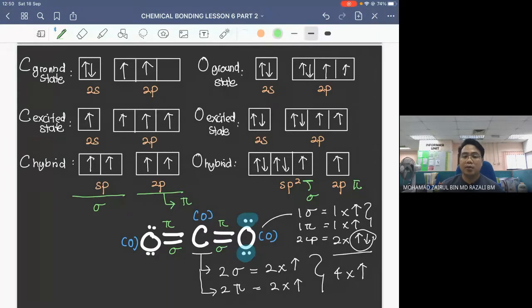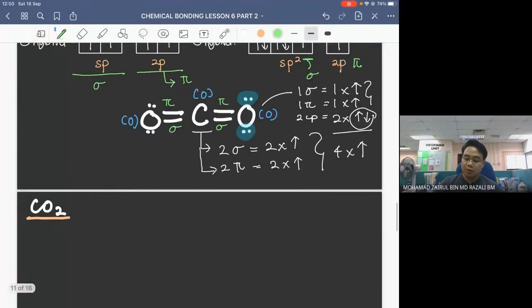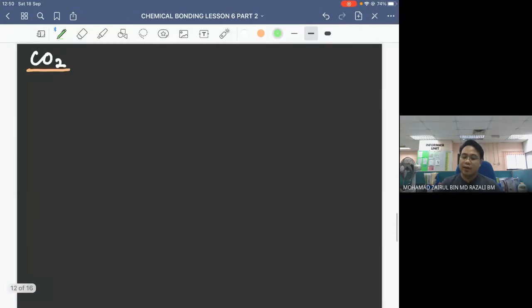So now kita dah lukis semua orbital diagram for ground state, excited state and also hybrid. Now kita boleh lukis dia punya orbital overlapping diagram. So kita lukis daripada carbon dulu. Carbon, we know that the carbon is sp hybrid and the sp hybrid, the shape is linear. Okay, so linear, so awak lukis linear. Okay, ini carbon. Okay, awak terus label dia punya ni. Dan awak lukis dia punya pair elektron.